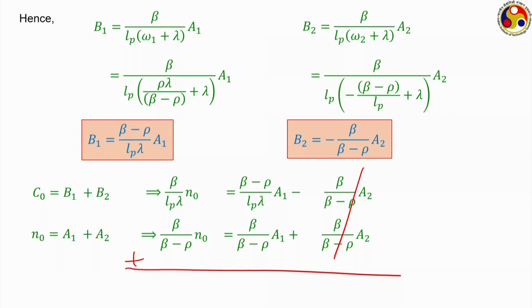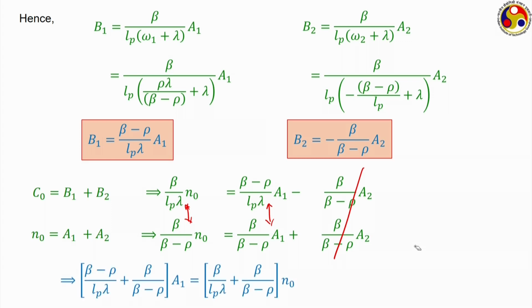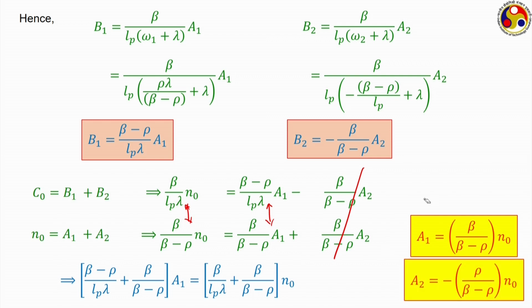So, this cancels out. With A1 we can take these two common to get a combined coefficient of A1 and then simplify. Similarly, we can add these two together to get a coefficient for N naught and get a combined expression which comes out to be a form like this. And once we simplify, A1 comes to be beta by beta minus rho into N naught and A2 equal to minus rho divided by beta minus rho into N naught. So, we have the solution for A1 and A2 in terms of N naught.